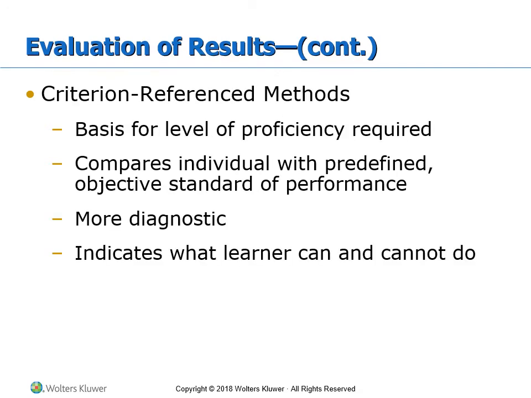Next we have criterion referenced methods. And so we use this when there's a basis for a level of proficiency that's required, and this compares an individual with a predefined objective standard of performance or a criterion. So it's just this is the cutoff, this is what everyone has to make. So this is more diagnostic in nature and indicates what a learner can and cannot do. So in essence, we're comparing your performance to an absolute and not to your fellow classmates.